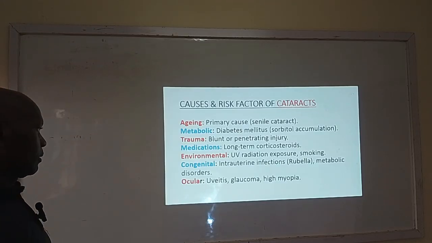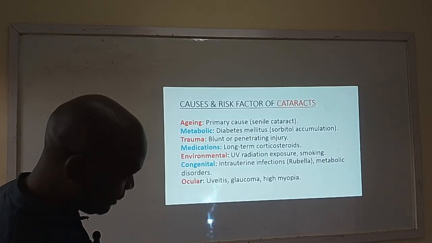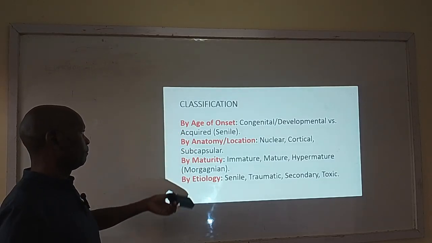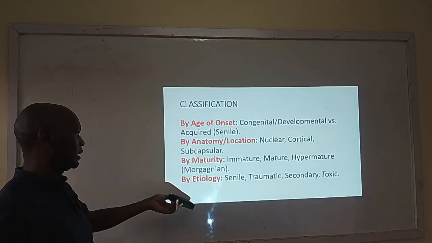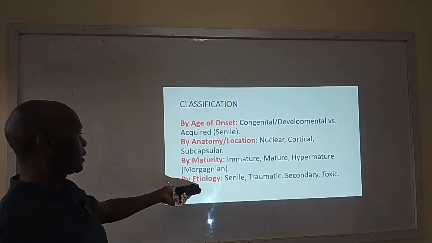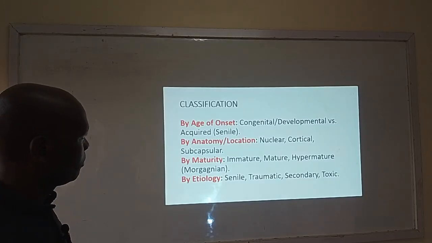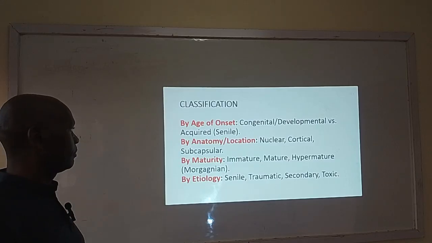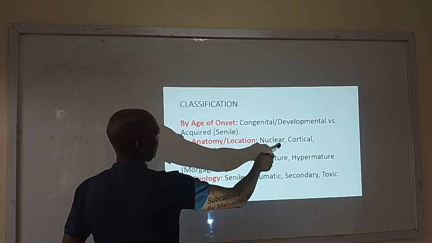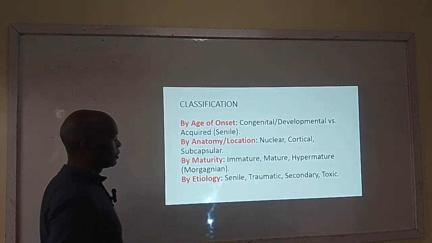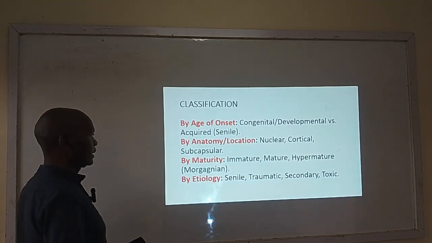Then we have other issues like uveitis, glaucoma, high myopia, among others. You can classify cataracts depending on age, anatomy, maturity, or etiology. Etiology is just the cause. So with age, you can have congenital or developmental. Anatomically, you can have nuclear, cortical, or subcapsular. Nuclear is where the nucleus of the lens is affected. And in cortical, this is where the cortex of the lens is affected.